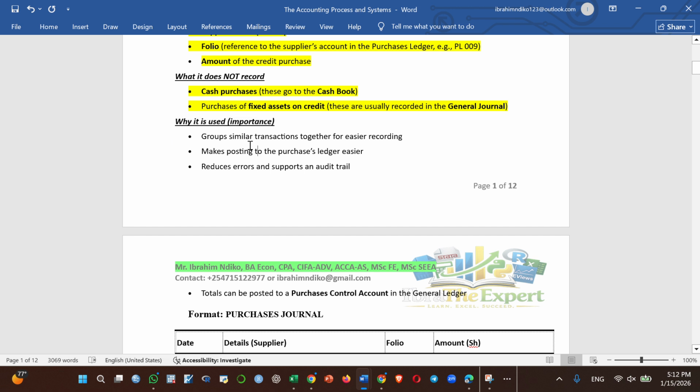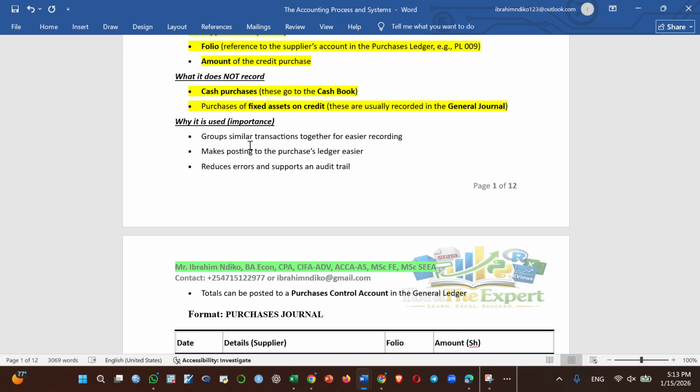So, importance of this purchase journal. Number one, it assists in grouping similar transactions together for easier recording. So it helps us to bring same items together. Number two, it makes the posting to the purchase ledger easier.